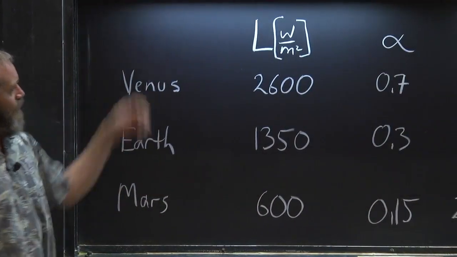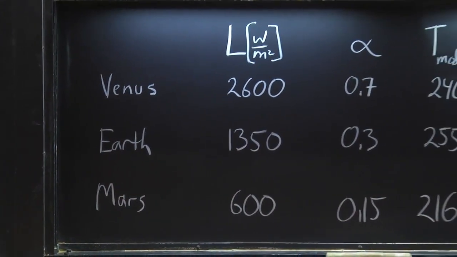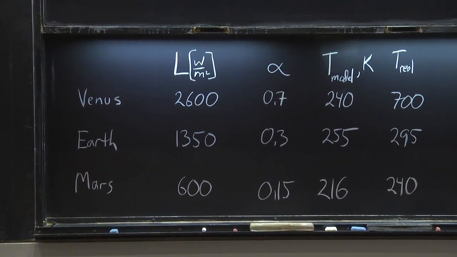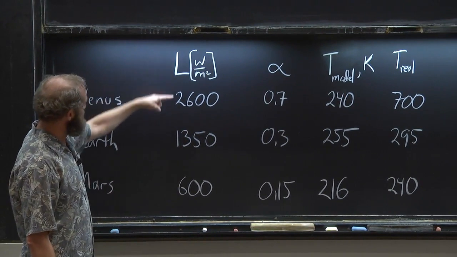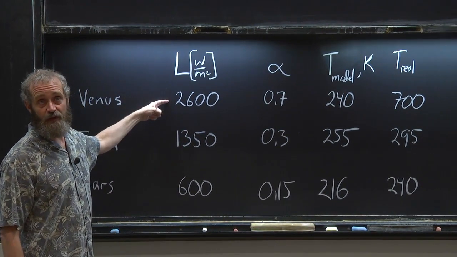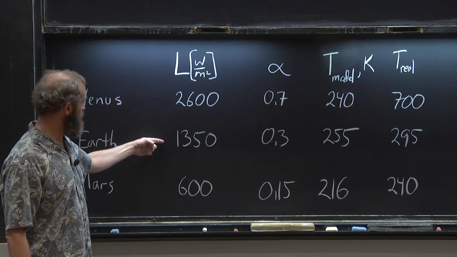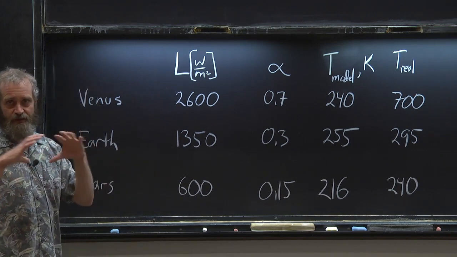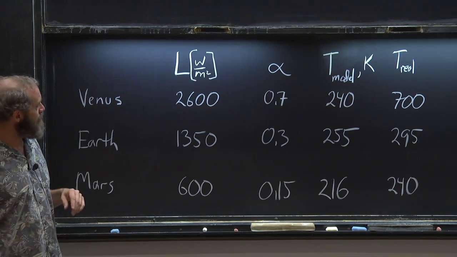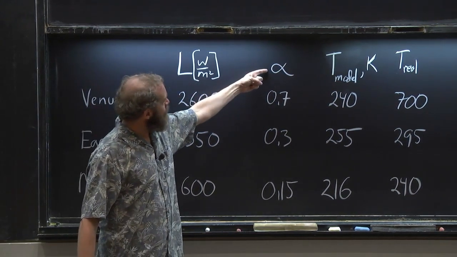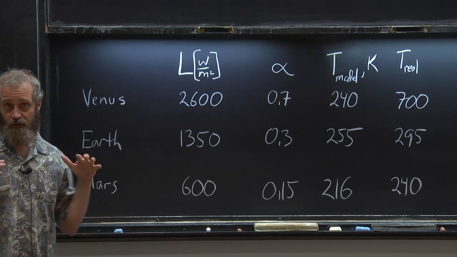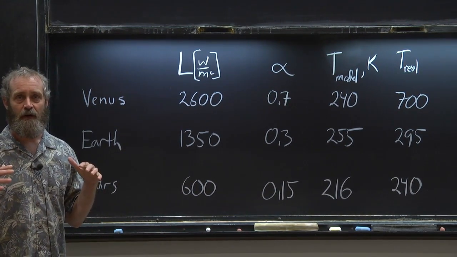So this is a table of how that calculation goes for the Earth and our sister planets, Venus and Mars. The solar constant is much higher for Venus because Venus is closer to the sun than the Earth is, and it's lower for Mars. That's because the intensity goes down as you get further from the source. The reflectivity of Venus is very, very high. That's because Venus is covered with clouds all the time.